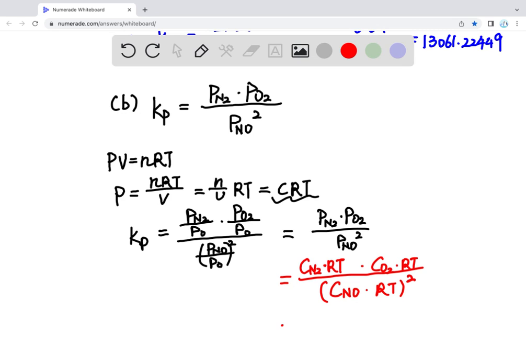So in this case, you'll find all the RT is canceled out. So it's CN2 times CO2 over CNO squared. So the Kp is actually the same as the Kc in this case. So Kp equals Kc and equals 13061.22449. And this is the answer.